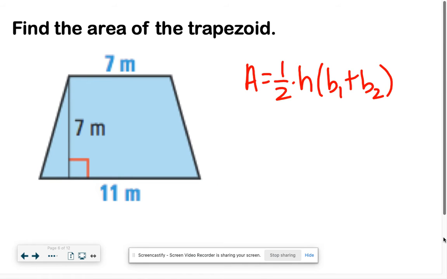Oops. Okay, let's try another example. What is our height on this one? 7. And then our 2 bases are what?